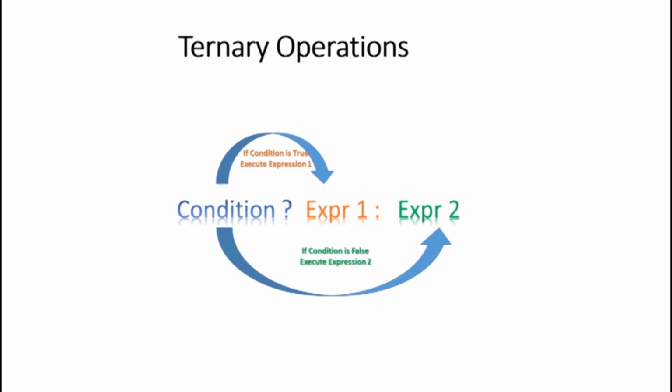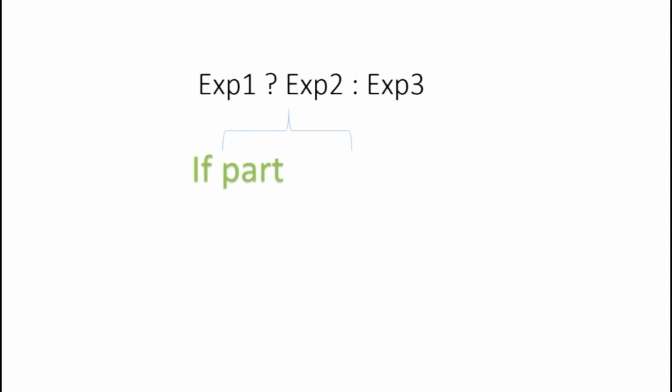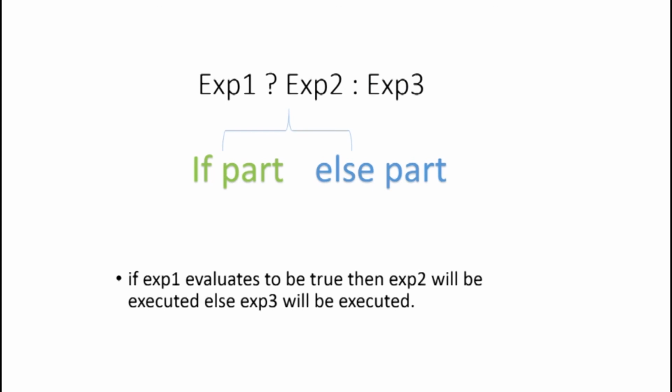The conditional operator, question mark, is also called the ternary operator, in which the question mark specifies the if part and the colon operator specifies the else part of an expression. It works as expression 1 question mark, expression 2 colon, expression 3. If expression 1 evaluates to be true, then expression 2 will be executed. Else, expression 3 will be executed. So, these all are basic types of operators.